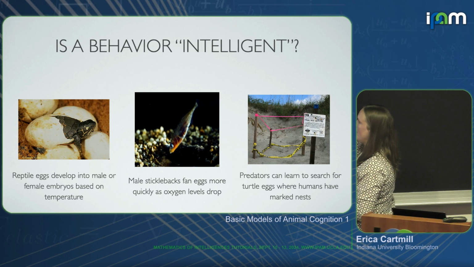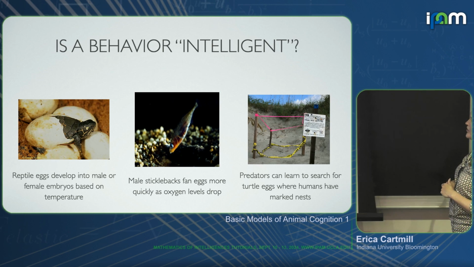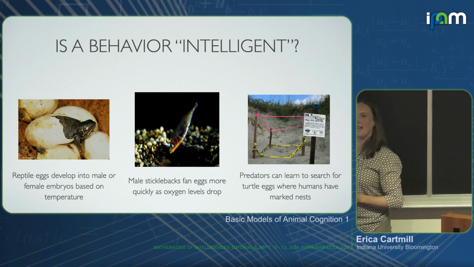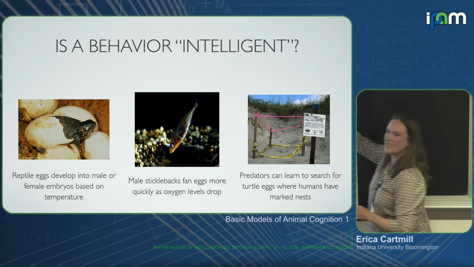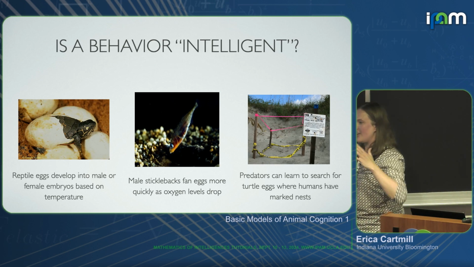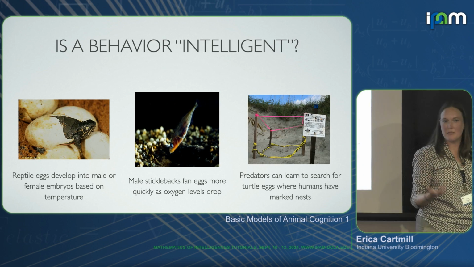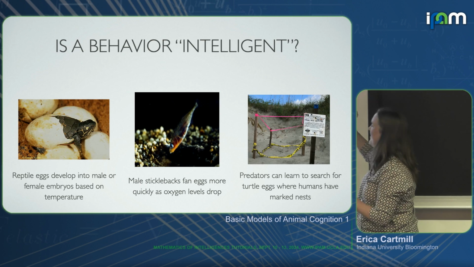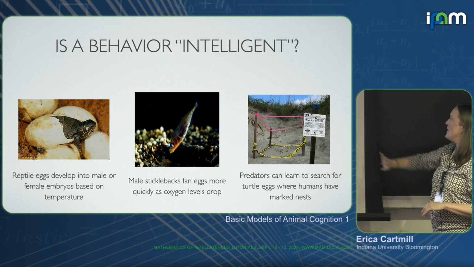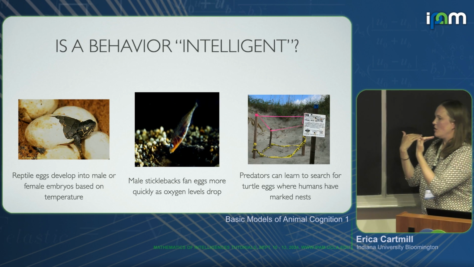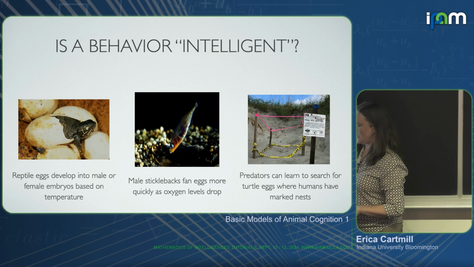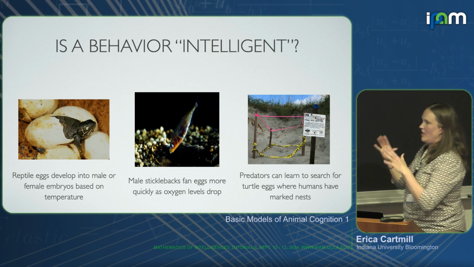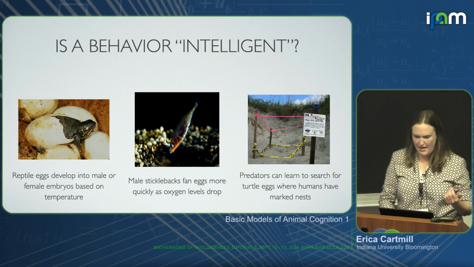Now, compare that to something like this, where predators, like say a raccoon, can learn to search for turtle egg nests where humans have very helpfully marked nests. A lot of times humans will put up markers to say, watch out, there's a turtle nest here, and in some places animal predators, potentially human animal predators, I'm not sure, have learned to associate these human structures with the presence of turtle eggs, and so they are like, thank you very much for marking these. We will now dig and eat the eggs.